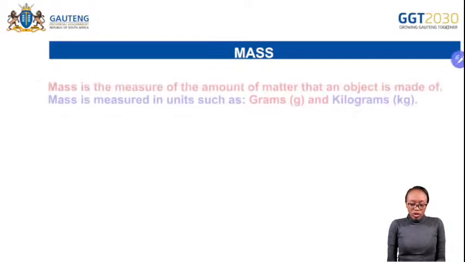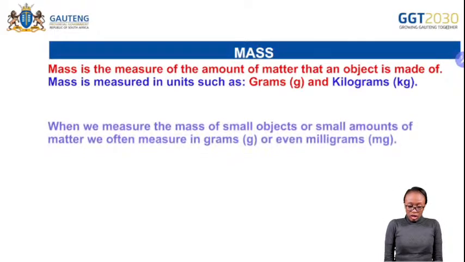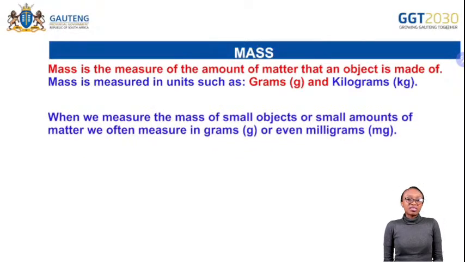Mass. We have defined mass as the measure of the amount of matter an object is made of. Mass is measured in the units grams, represented by g, and kilograms, represented by kg.